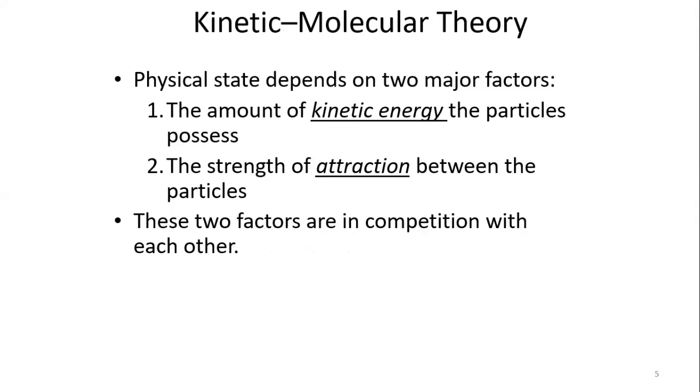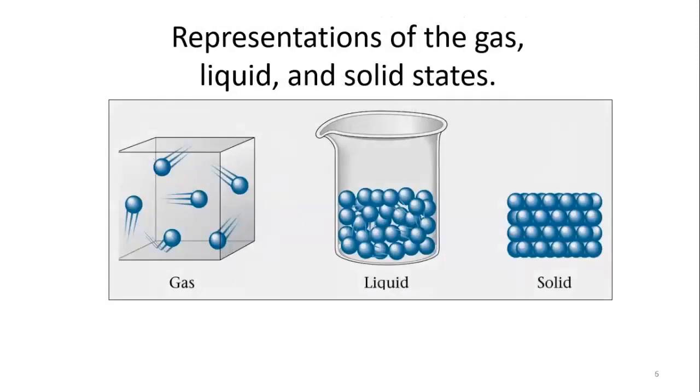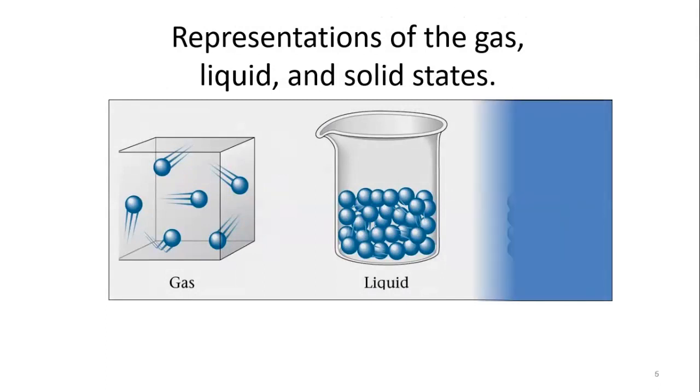So whereas the amount of kinetic energy would tend to move them just statistically farther away from each other, the strength of attraction brings them together. And these two factors are going to be in competition with each other. And we're going to see it at play when we explain the properties of gases, solids, and liquids in the context of this kinetic molecular theory. So let's look at a gas, liquid, and a solid. And the diagrams here illustrate a little bit of what is happening at the molecular level with each one of them. Start out with the gases.